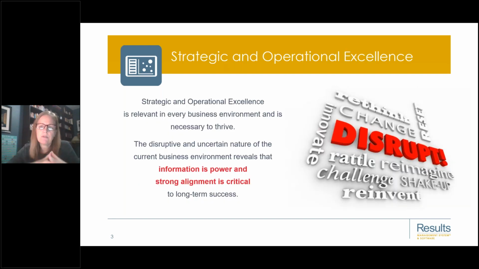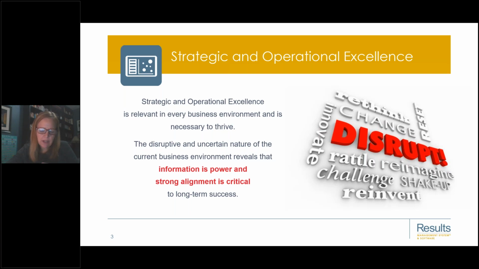Okay, before I dive into results, I thought it would be helpful to explain why this matters. Your organizations understand the value of an intentional focus on strategic and operational excellence. You wouldn't have measures, you wouldn't have results if they did not believe and see the value there. But we also know that this year has been a major disruption to all of our organizations. What we also know, though, is that the way through this disruption is information. Information is power, and using that information to have strong alignment will be the pathway out of it.